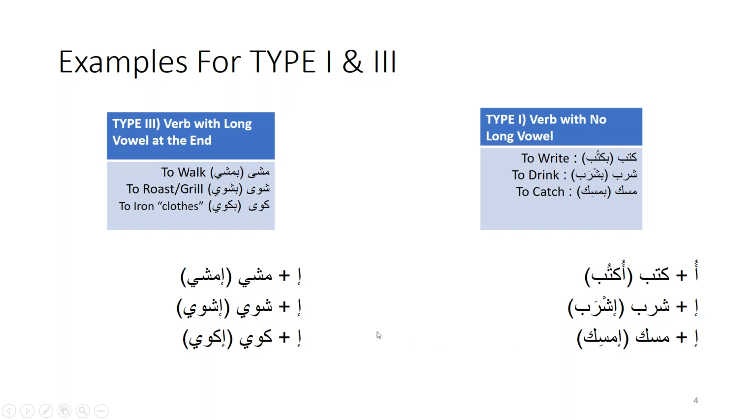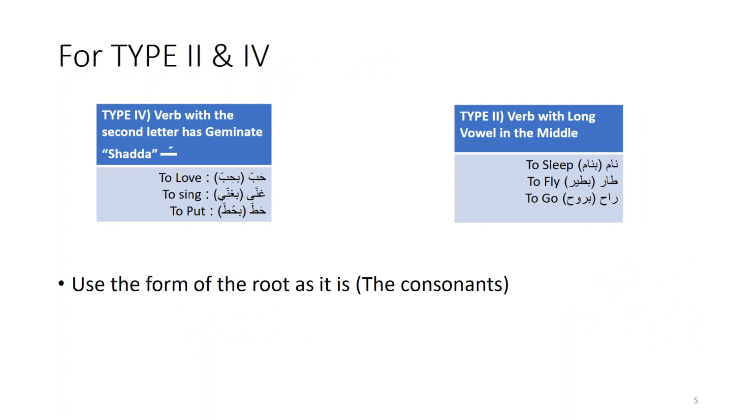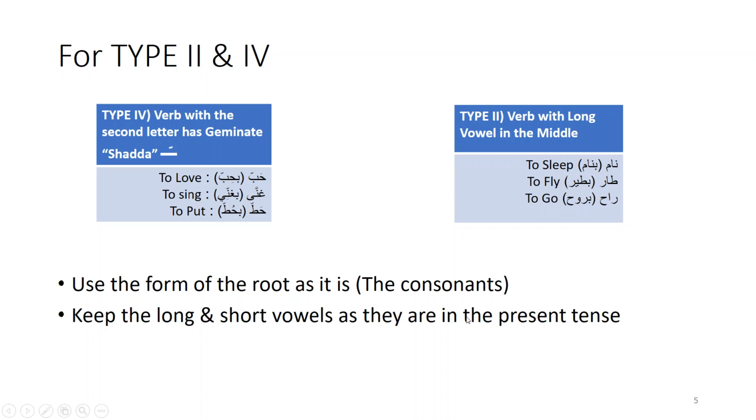Okay. Now let's look at type 2 and type 4. They follow the same set of rules, and these are: first, we have to use the form of the root as it is, the consonants. Second, we have to keep the long and short vowels as they are in the present tense. So basically, it's similar to the previous one, but there is no insertion of E or A at the beginning. Let's look at some examples.